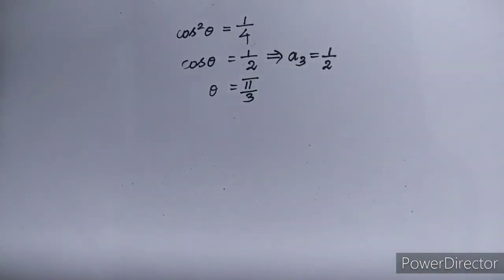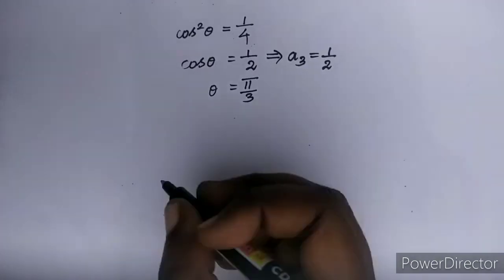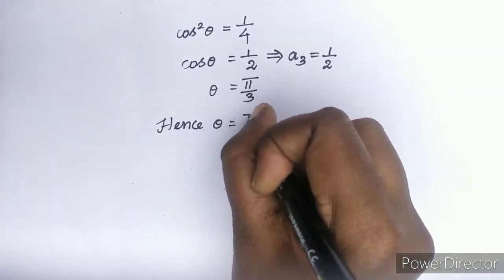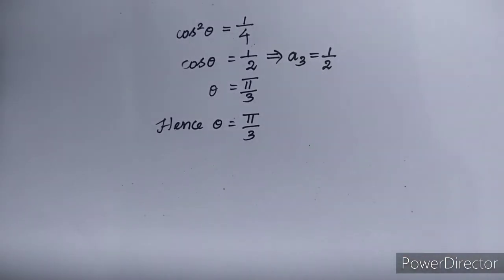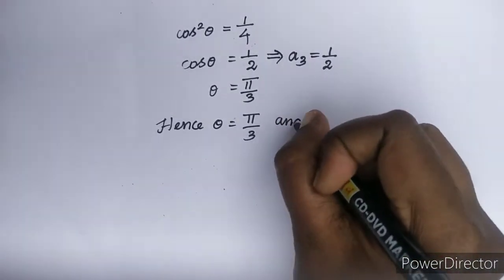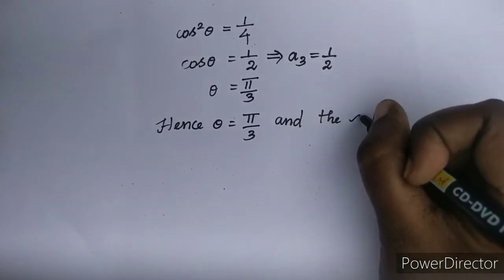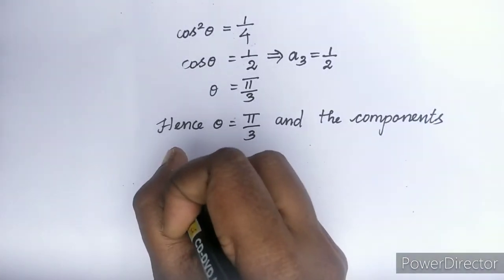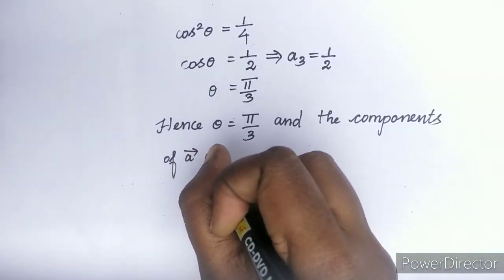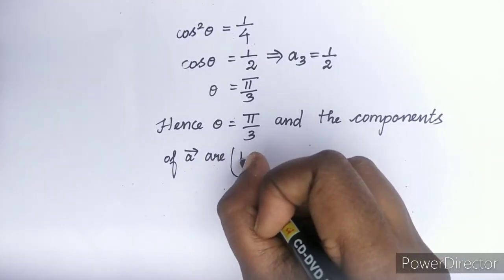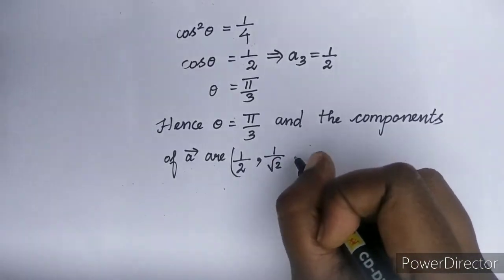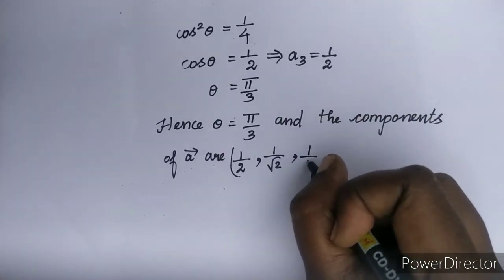So, we got all the components of A vector, that is A1, A2 and A3, and also theta. Hence, theta is equal to pi by 3, and the components of A vector are: A1 is 1 by 2 and A2 is 1 by root 2 and our A3 is 1 by 2.